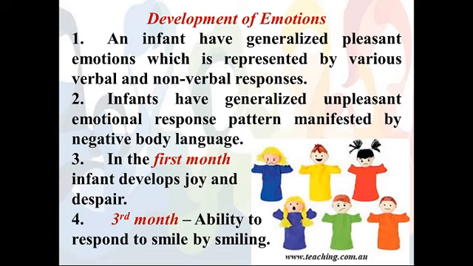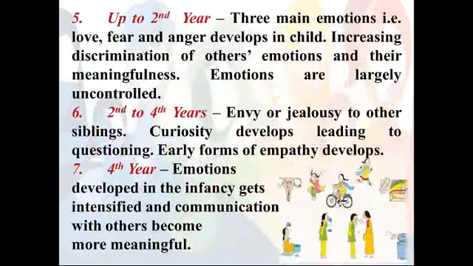So, in the first month, the infant develops joy and despair. These are two important primary emotions which get developed in the first month itself after birth. In the third month, there is the ability to respond to a smile by smiling. So if the infant is 3 months old and you smile, and remember that smile has to be your original, real smile, the infant will respond with smiles. So this is the third month where emotions move that way.